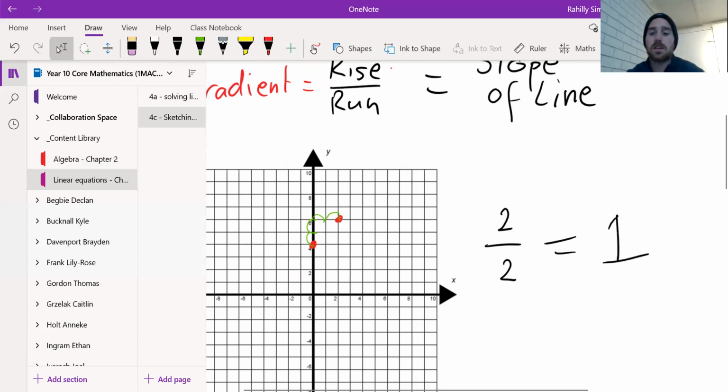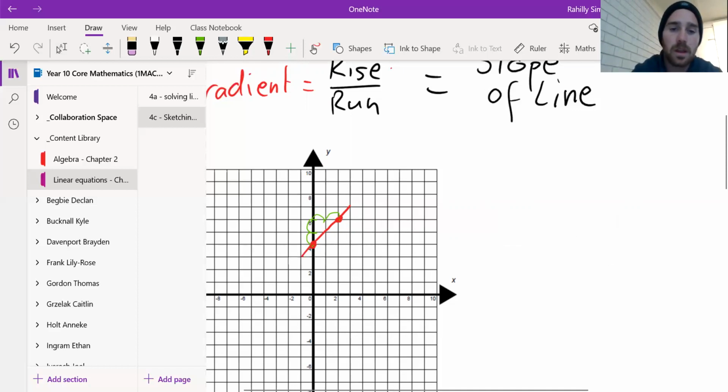The question is going to be either in fractions or in whole numbers, but it doesn't really matter, because if you've got 2 over 2 or 4 over 4 or 5 over 5, it's going to be 1. So it's just about converting your fractions to whole numbers. The gradient of that line is 1, because for every 1 you go up, you go across 1. If we've gone up 2, we've gone across 2. That's our second example.